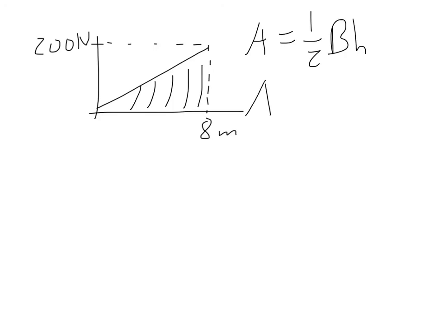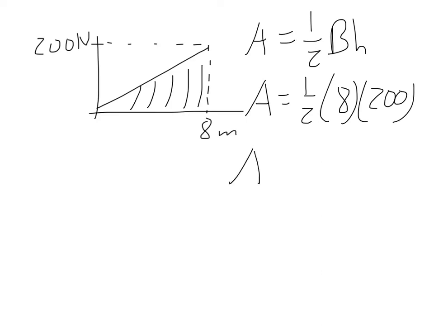So in this case the area would be equal to 1/2, the base is equal to 8, and the height is equal to 200. And so we get that the area, which is the same thing as the work, is equal to 800 joules. And that's it.